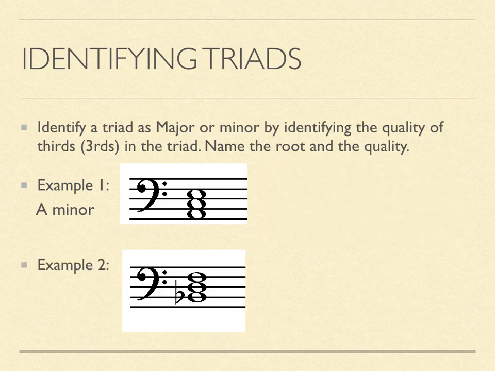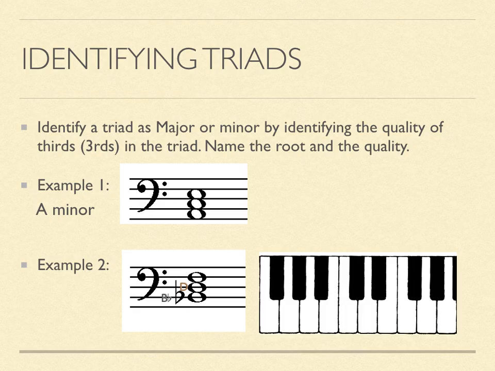Let's look at another example. Here we have B flat and D as the bottom third. Let's find them on the keyboard, B flat and D, and we're going to count the number of half steps. 0, 1, 2, 3, 4. So between B flat and D is a major third.